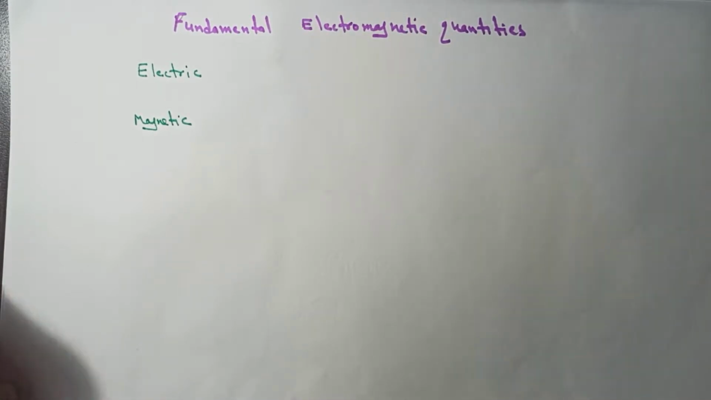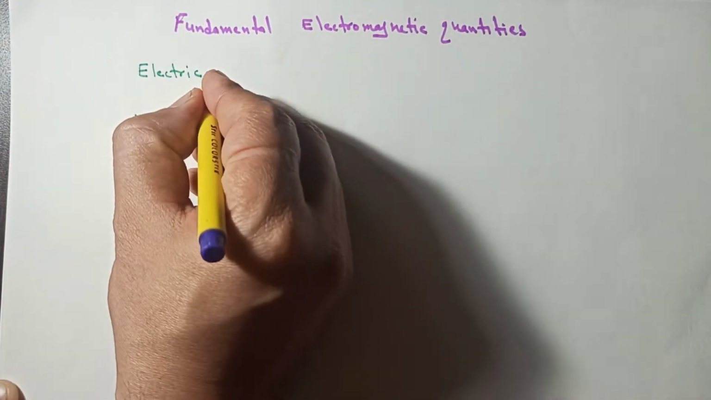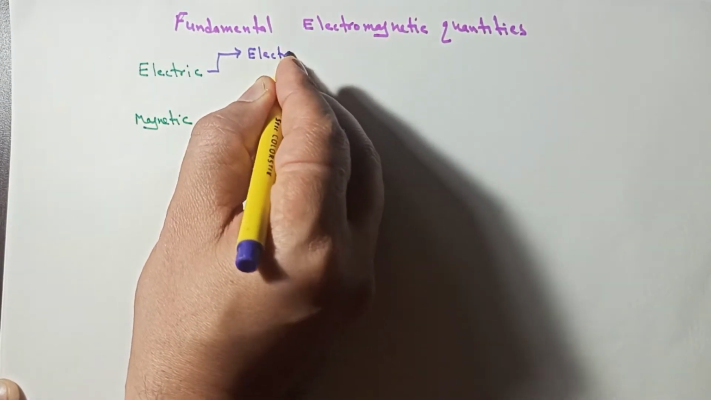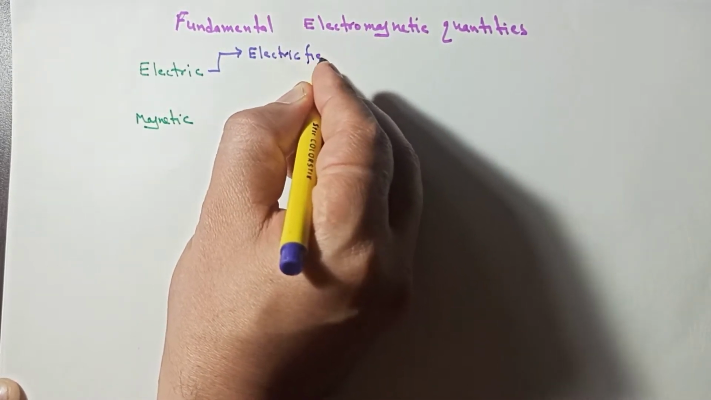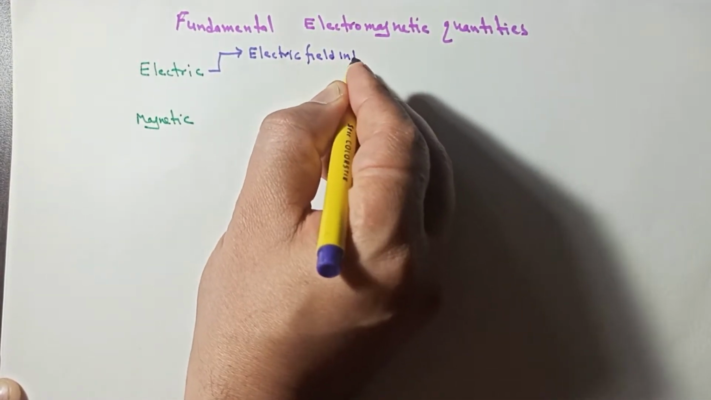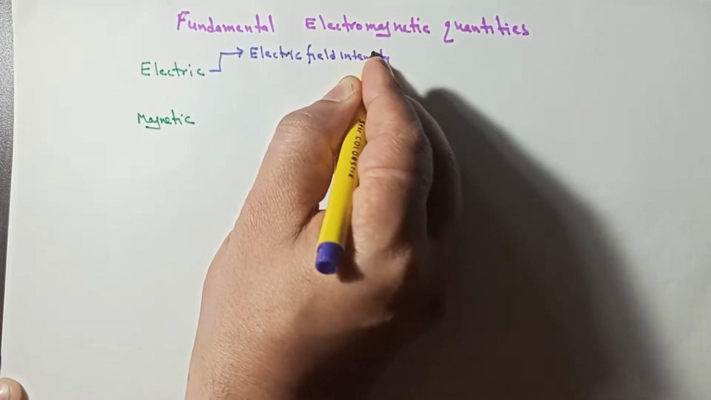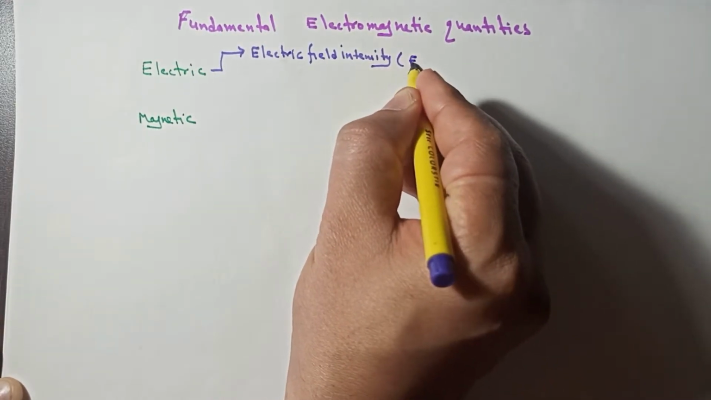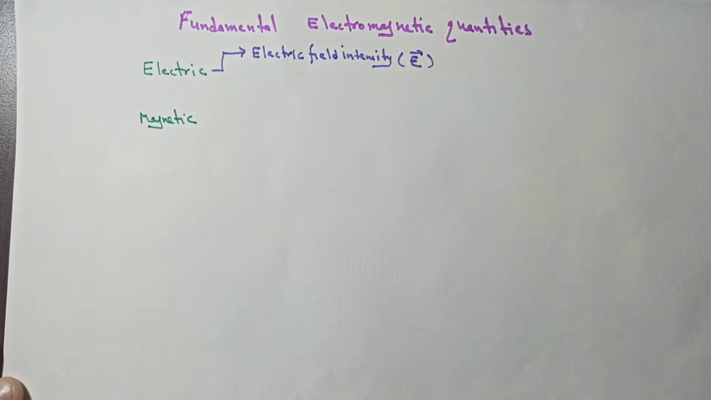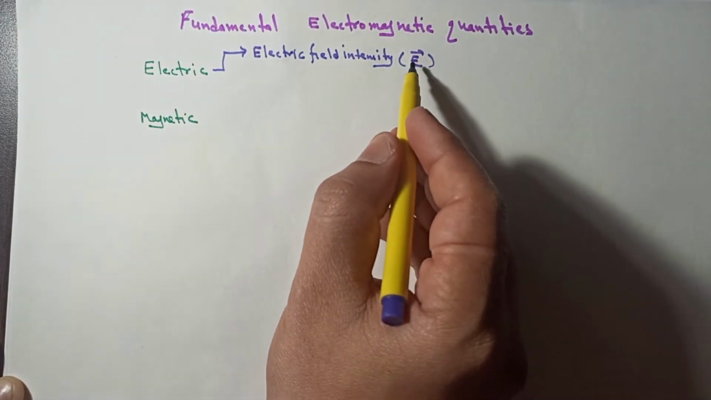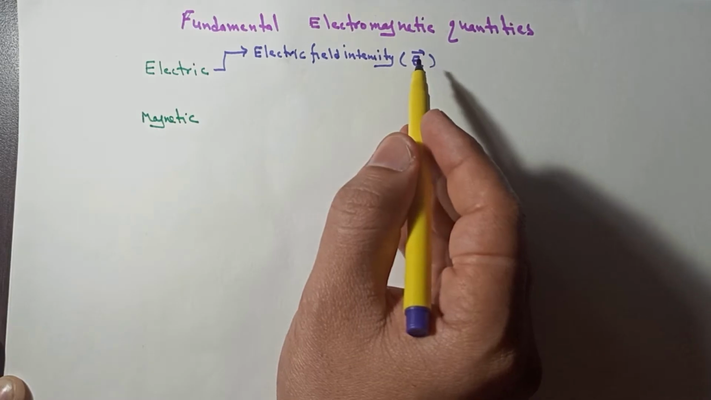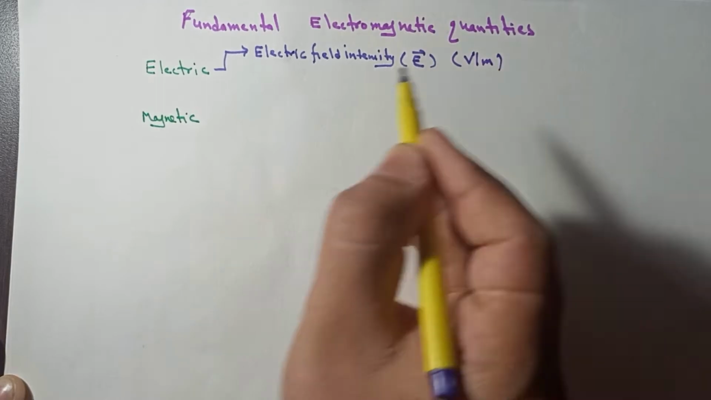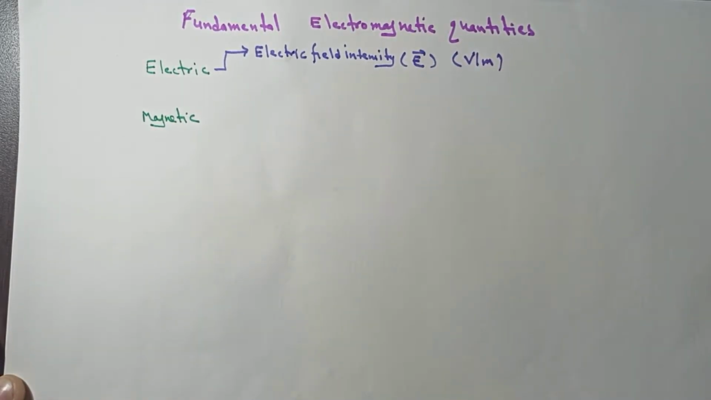Okay, so this electric quantity is electric field intensity, that is given by E, capital E, as it is a vector quantity. So we put an arrow above it. Okay, and the unit of this is volt per meter. We will see how this unit is volt per meter.